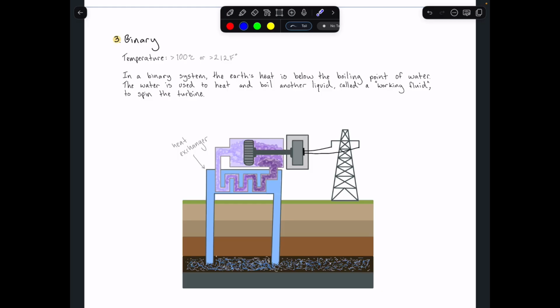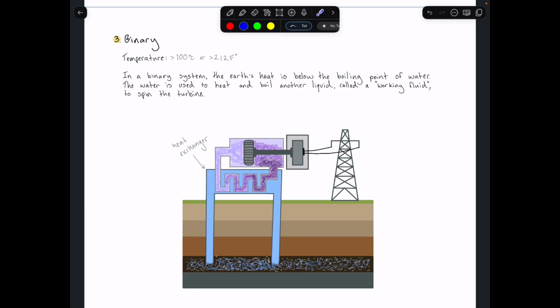And in a binary power plant, the main difference is that the temperature is at around 100 degrees Celsius. So it's still warm, but it's not hot enough to typically produce steam. And so what happens is that water is pumped underground, it collects some heat, and then it is pumped to the surface. But the hot geothermal water is then passed through what we call a heat exchanger here. So here I already have it labeled, a heat exchanger.